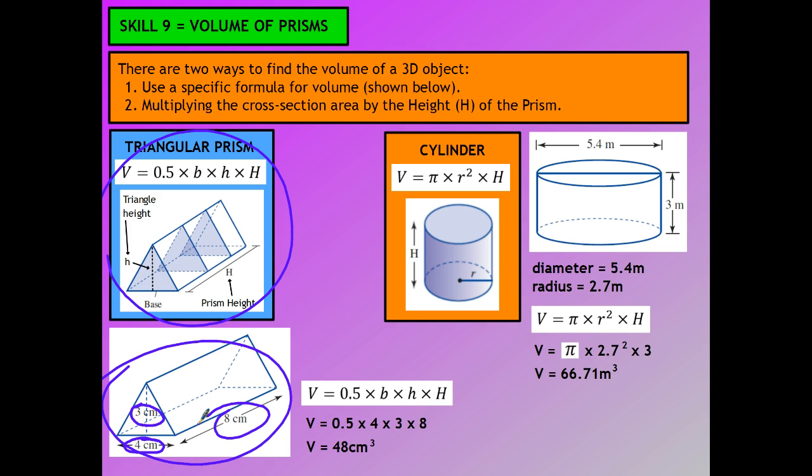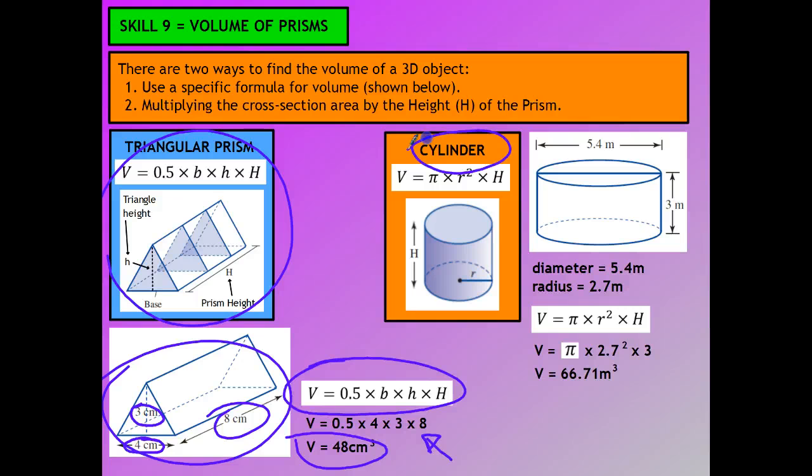So we substitute these 3 values into the formula. Here's the formula on the right, and here are all the values substituted in. V equals half times 4 times 3 times 8. And that gives us a volume of 48 centimeters cubed.